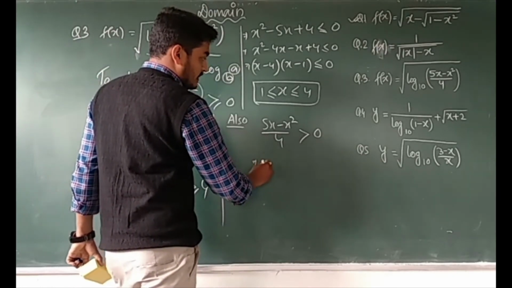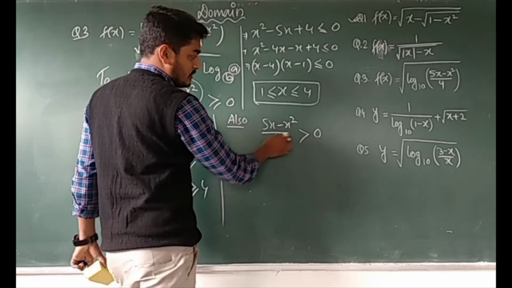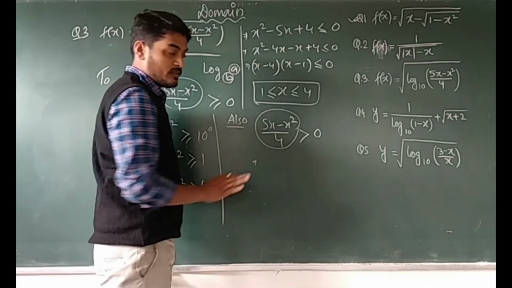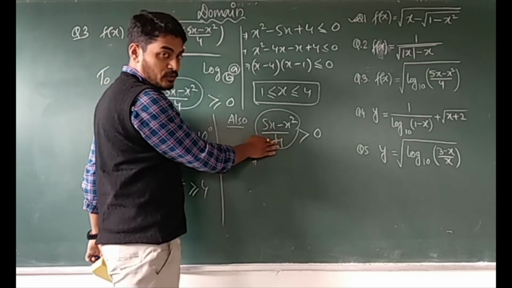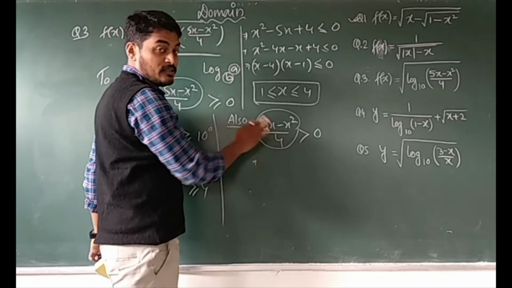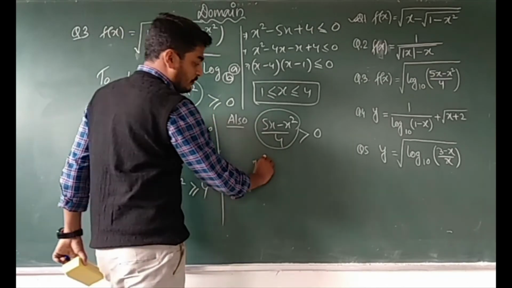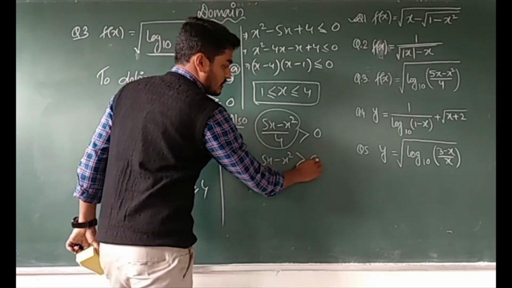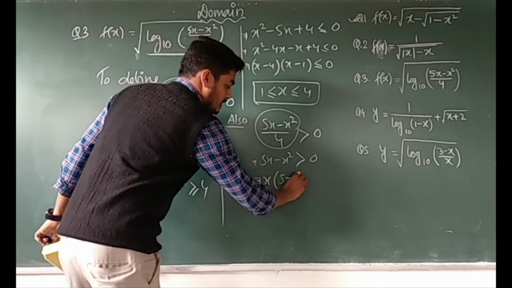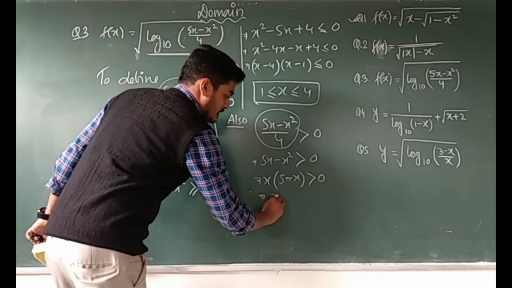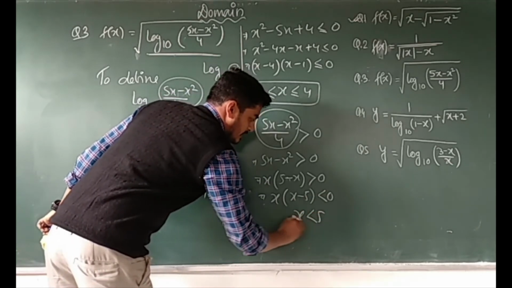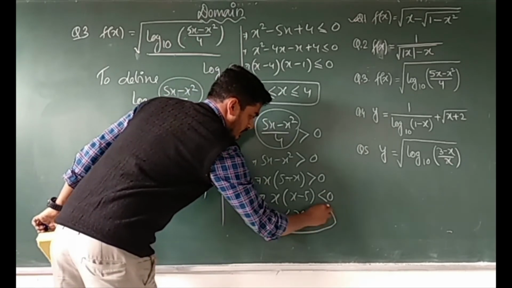So we can write that this expression is positive, which means both of them should either be negative or both should be positive. We have got that 4 is already a positive quantity, so the main role will be played by 5x minus x square. This should be greater than 0. This implies x common, 5 minus x should be greater than 0. This implies x minus 5 should be less than 0. This implies x lies between 0 and 5. This is the second condition.